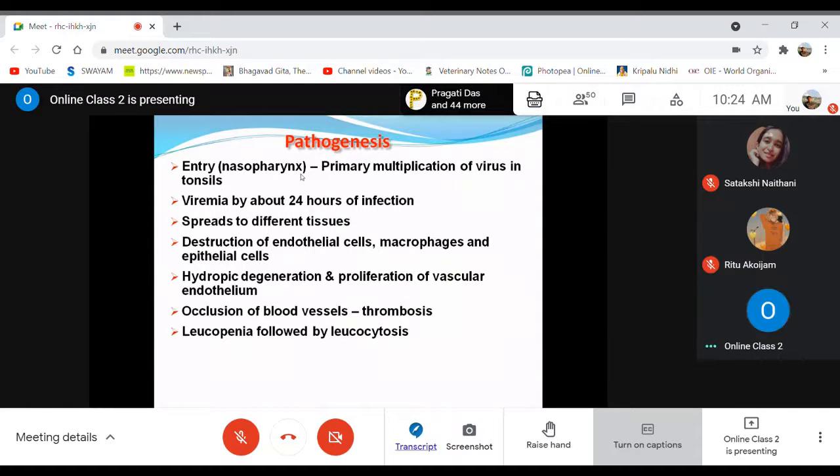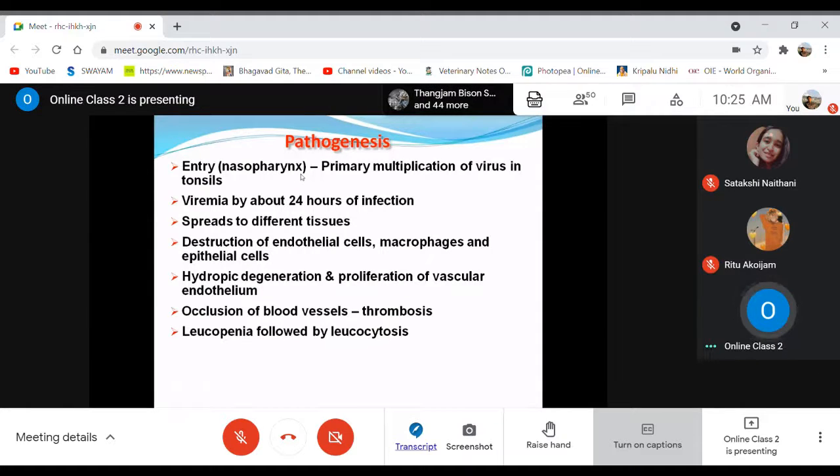of the infection. After that, they spread out to different tissues and organs of the body, leading to severe destruction of the endothelial cells, macrophages, and epithelial cells. Mostly, when they are going into the circulation, the blood vessels, there is severe destruction of the endothelial cells as well as the macrophages. And when they reach and supply blood to these different organs, the epithelial cells of those organs are also destroyed, and they cause hydropic degeneration and proliferation of vascular endothelium.